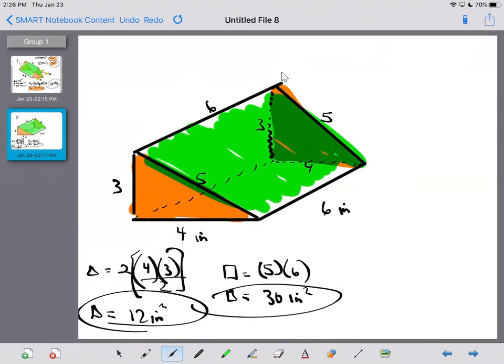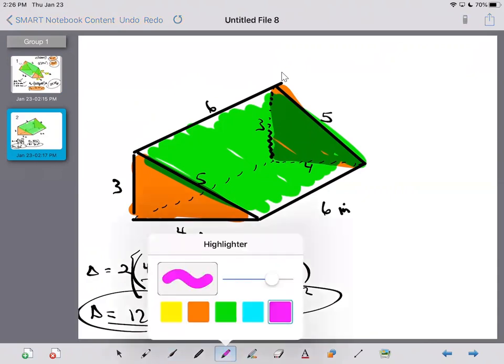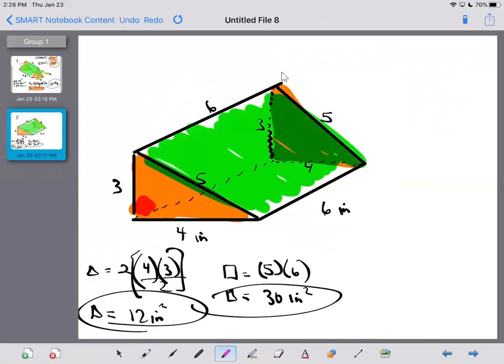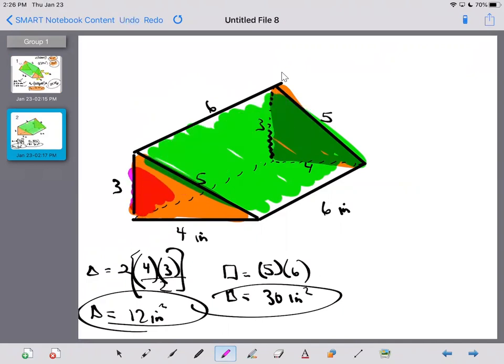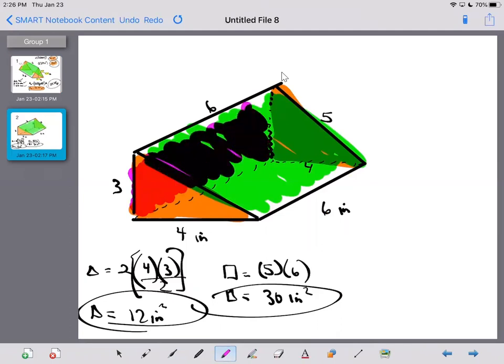Now I have this back side. I'm going to go in purple here. It's this back side, which I'll highlight in red and dark, right here. That's going to be another rectangle, which is a 3 by 6. So that's going to be 18 square inches.